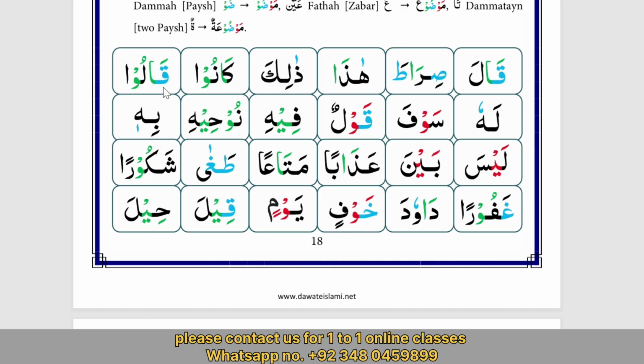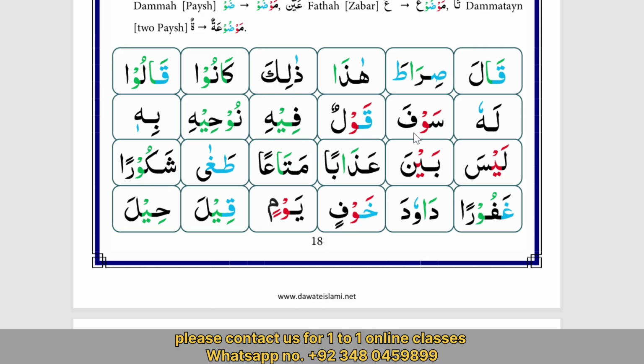Qaf, alif, zabar qa, lam, waw, peshlu, qalu. Lam, zabar la, ha, ulta pesh hu, lahu. This is ulta pesh, which also will be stretched equal to 1 second. Khada zabar, khada zer and ulta pesh are stretched equal to 1 second, just like madda letters.